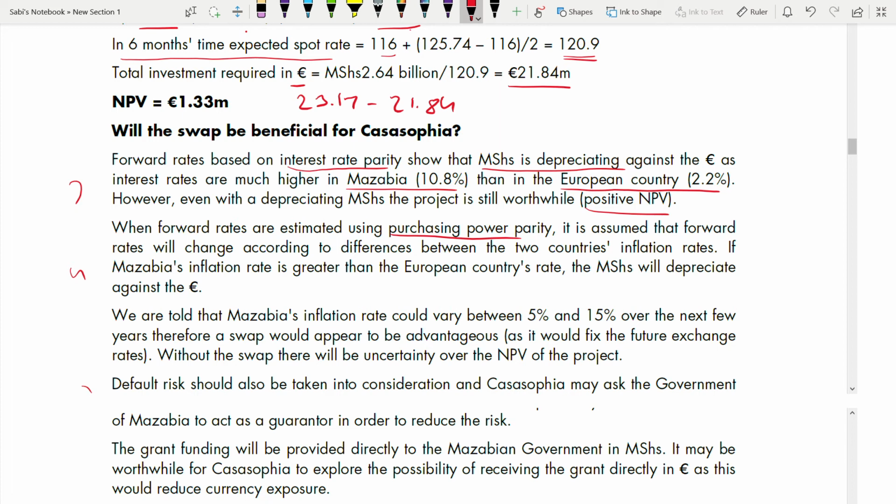So when forward rates are estimated using purchasing power parity, basically it is the expected spot rate only. It is assumed that the forward rate will change according to differences between the two countries' inflation rates. If Mazabi's inflation is greater than Europe's, MSC will depreciate against the euro. Same way, if the interest rate is higher, it will depreciate. Even if the inflation rate is higher, MSC will depreciate. Same, interest rate higher, depreciates. Inflation rate higher, depreciates.